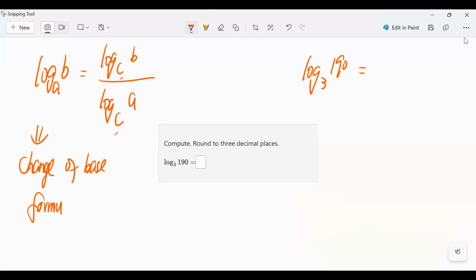And the reason why we need it is because all the computers and software, like scientific calculators, were programmed using only base 10 or base e. And that's why sometimes we have to use the change of base formula in order to get the answer. So right here, we're going to do log base 10 of 190 over log base 10 of 3. Now from there, we just have to use a calculator. There's no way to do it by hand. It's not easy.